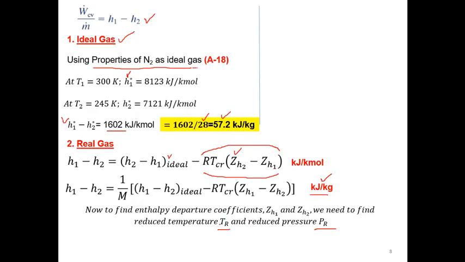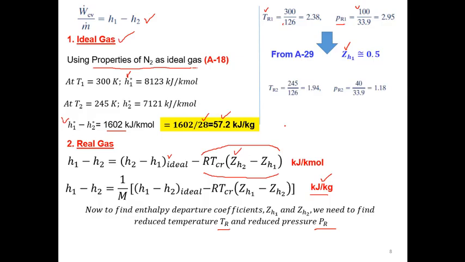First of all, we need the value of the reduced temperature and the reduced pressure. So we can get this reduced temperature as well as reduced pressure for state 1 as well as for state 2. We know that the reduced temperature at state 1 can be calculated by dividing the given temperature by the critical temperature. Similarly, reduced pressure can be calculated by dividing the given pressure by the critical pressure. So we know now TR1 and PR1. If we know these two values, from table A29 we can read the value of ZH1, which is called the enthalpy departure coefficient at state 1.